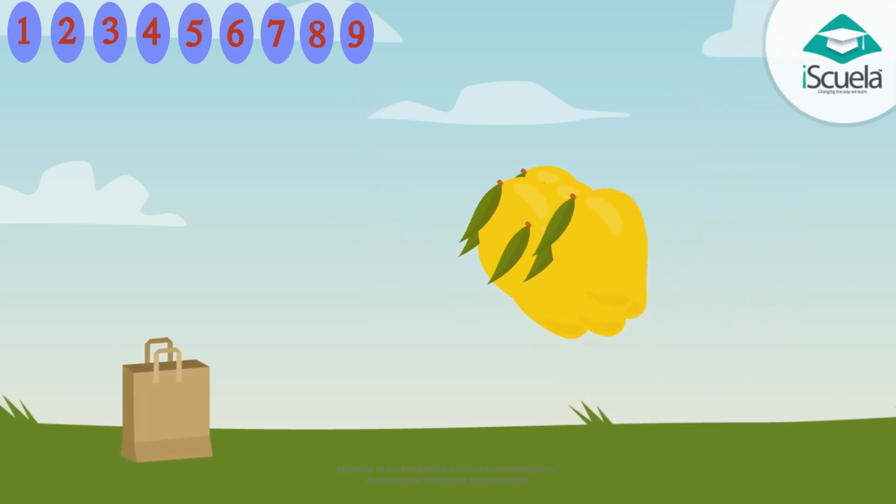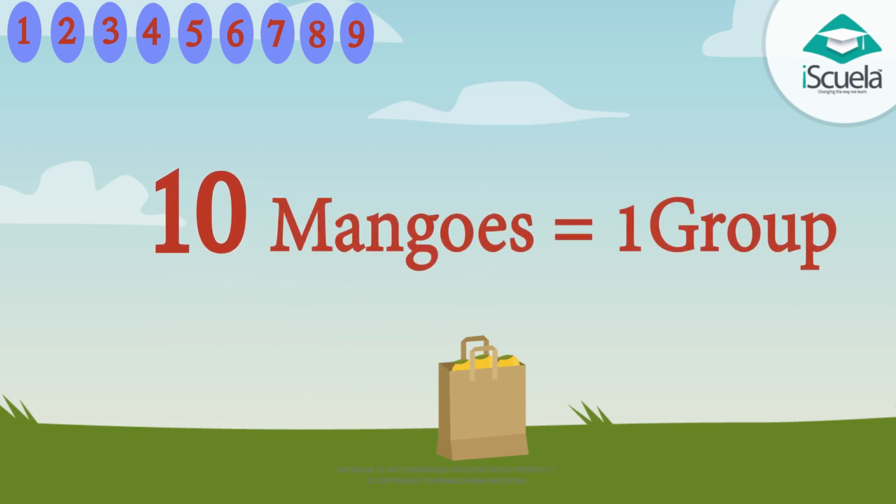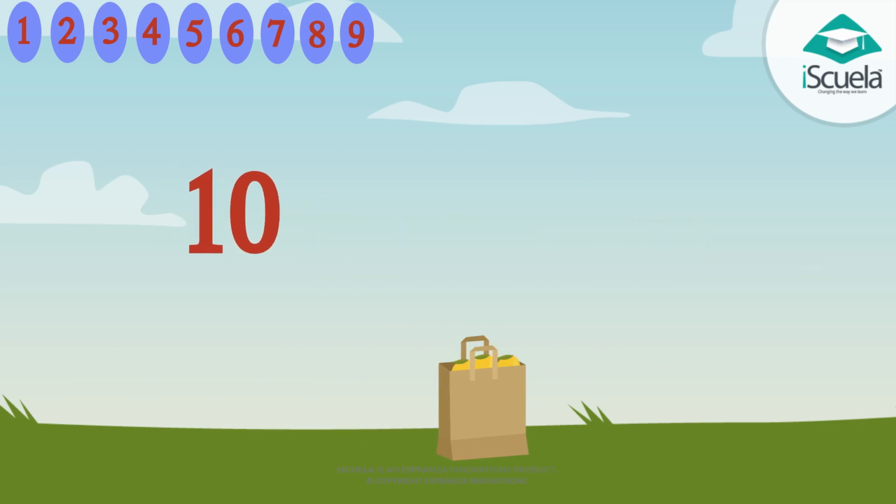1, 2, 3, 4, 5, 6, 7, 8, 9, 10. 10 mangoes is equal to 1 group. 10.